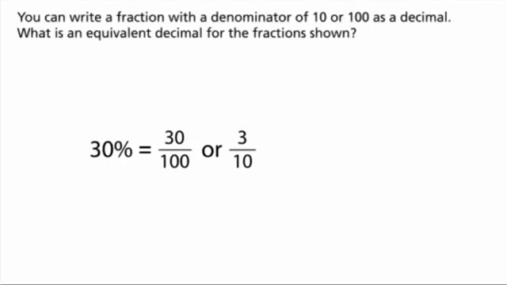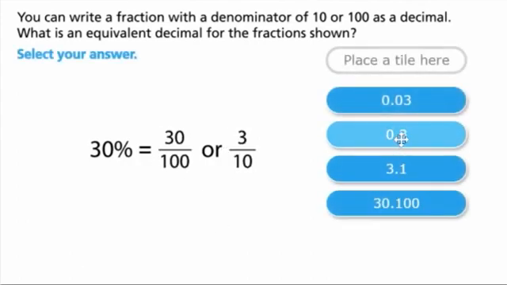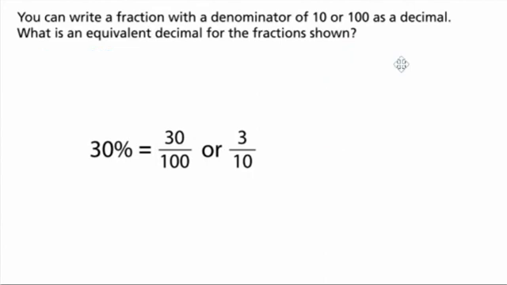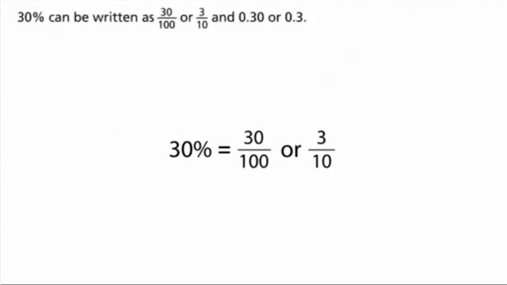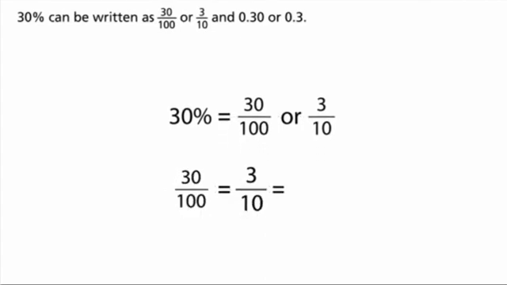You can write a fraction with a denominator of 10 or 100 as a decimal. What is an equivalent decimal for the fractions shown? Select your answer. 30% can be written as 30/100, or 3/10.